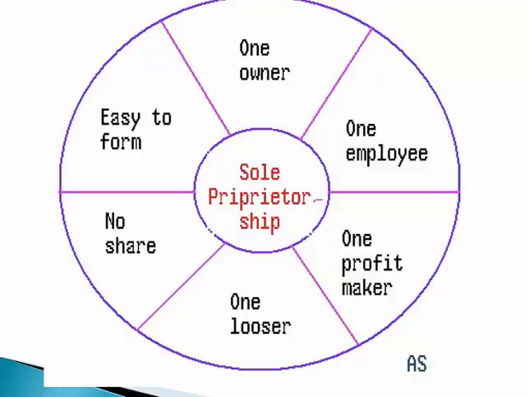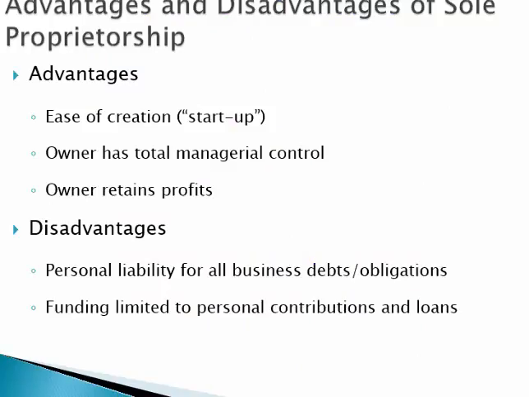It's very easy to form. There can be more than one employee, but you're the sole owner. You could have a donut shop where you're the sole owner, but you have employees that work in it. So the advantages are it's very easy to start up. You have total control. Disadvantages, you're personally liable for everything, for business debts, for tax debts, for obligations, for maintaining inventory, all of that stuff.